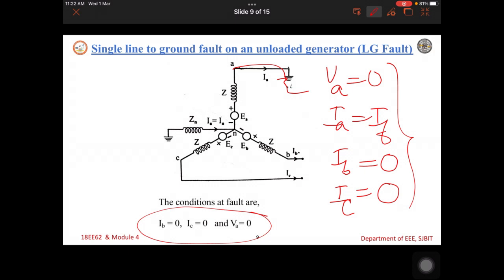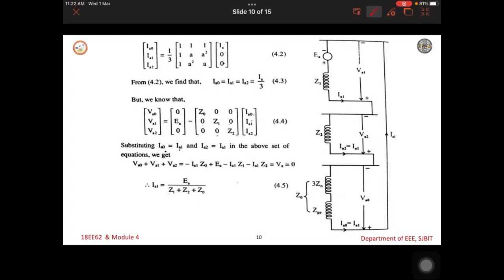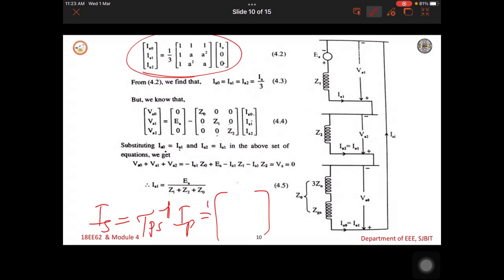Next, let us consider these initial observations in the calculations. In the next slide, I will be showing how we have taken care of the initial conditions in the symmetrical component of currents. This is the symmetrical component of currents. This is given by IS is equal to tau PS inverse into IP. This tau PS inverse is nothing but a constant matrix 1 1 1, 1 a square a, 1 a a square. So, this tau PS inverse is taken here and this IP is nothing but the phase currents.